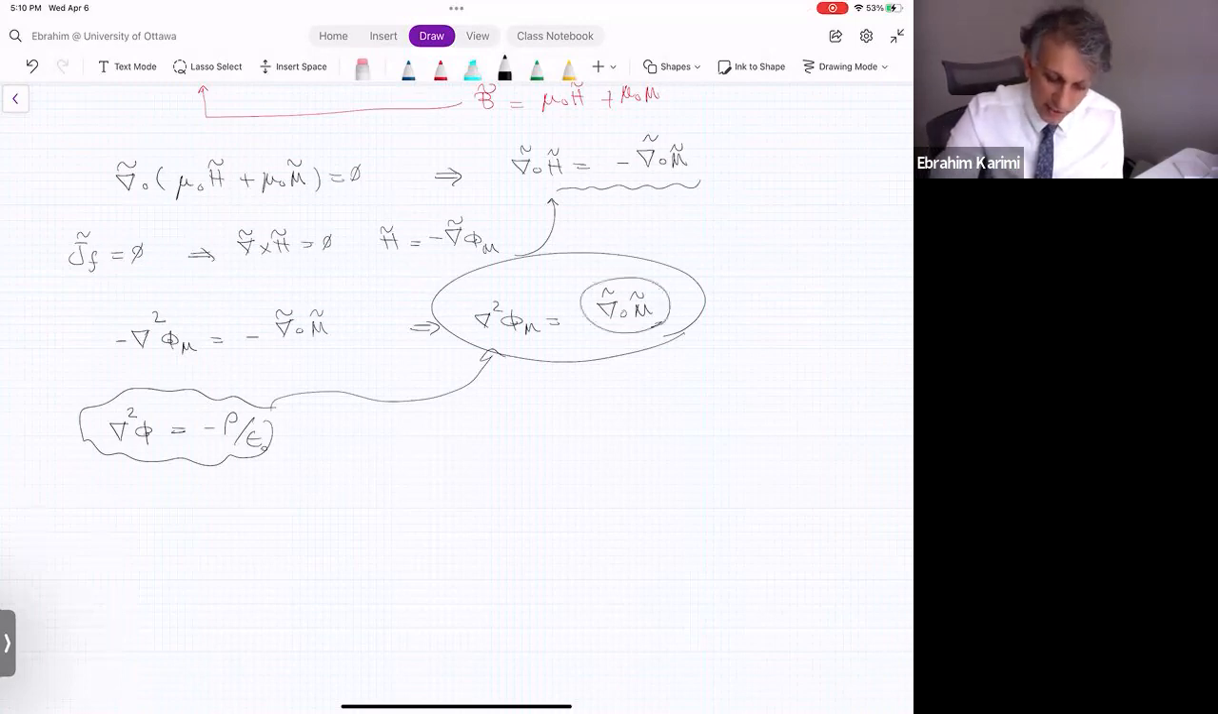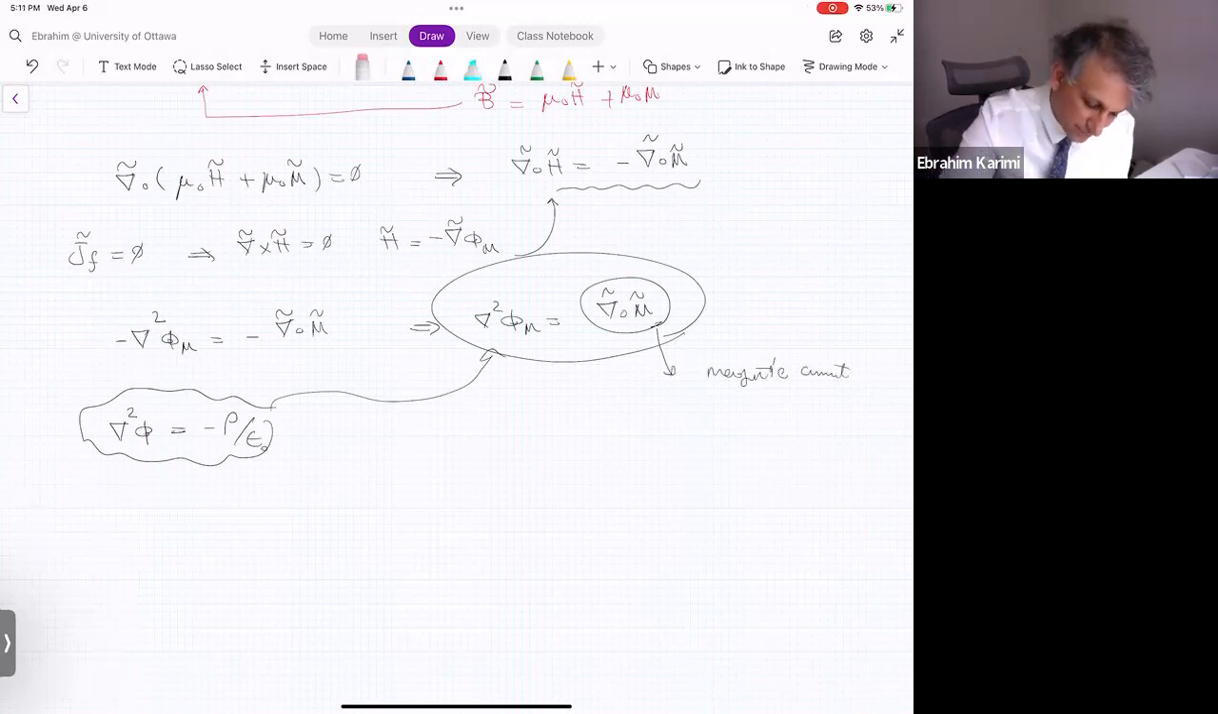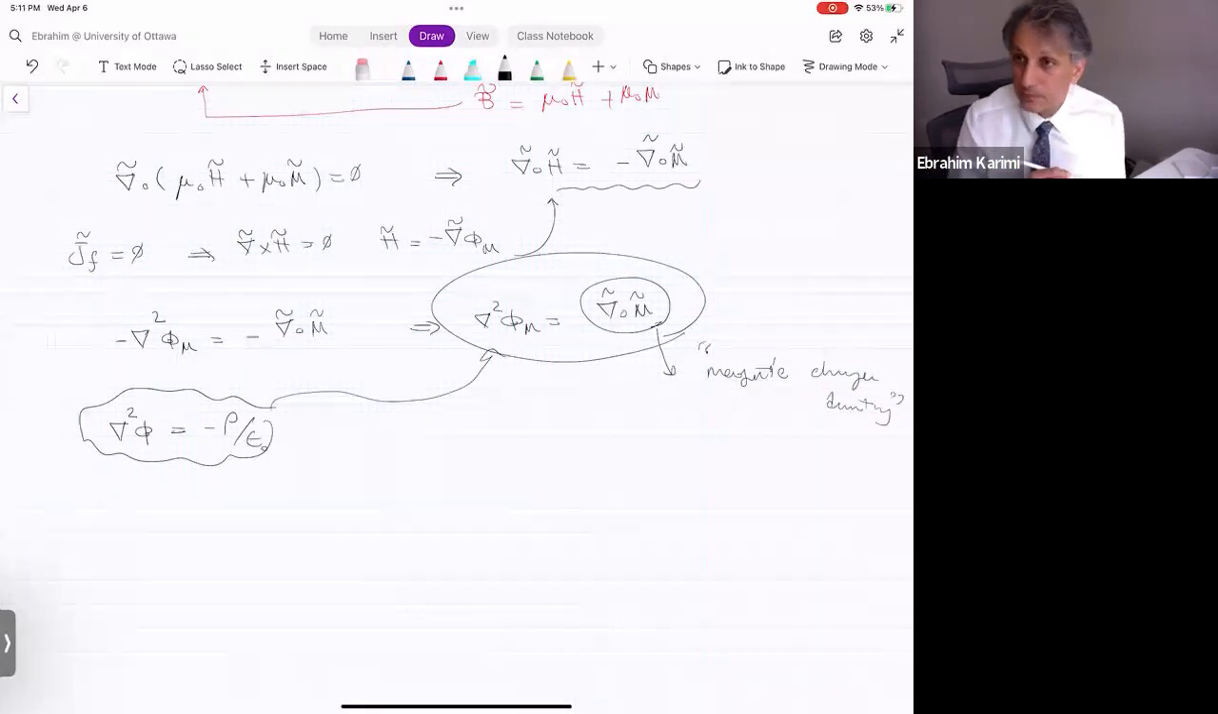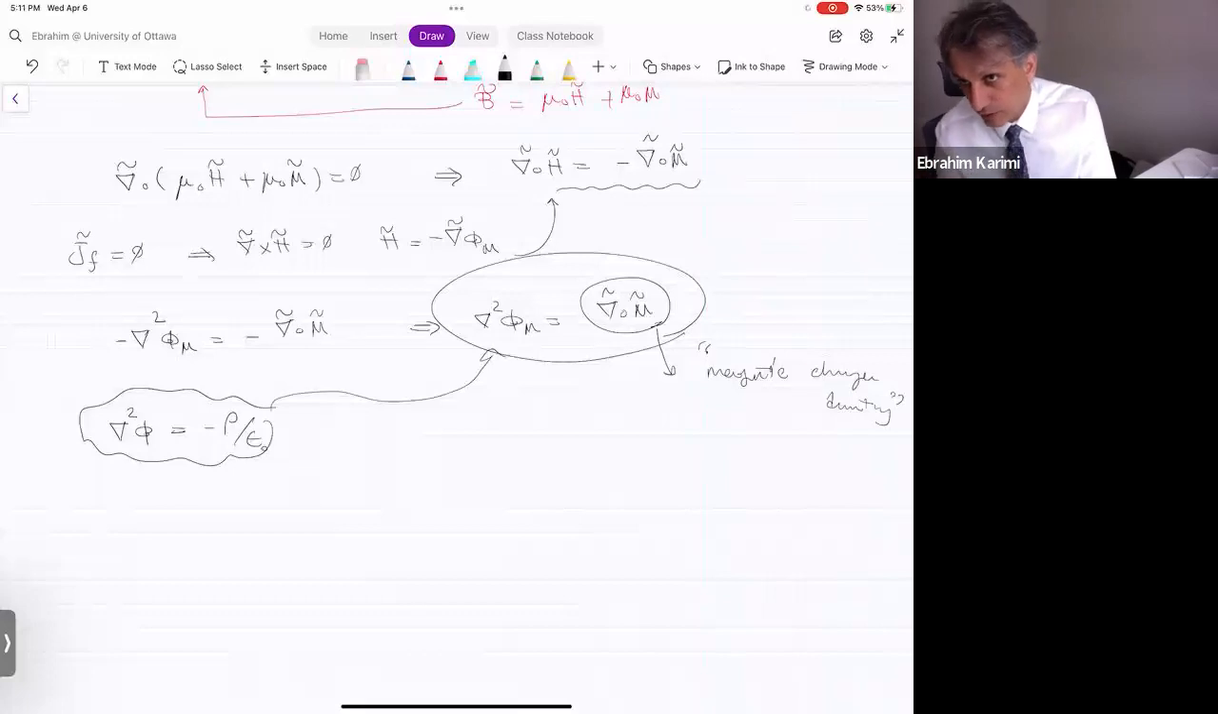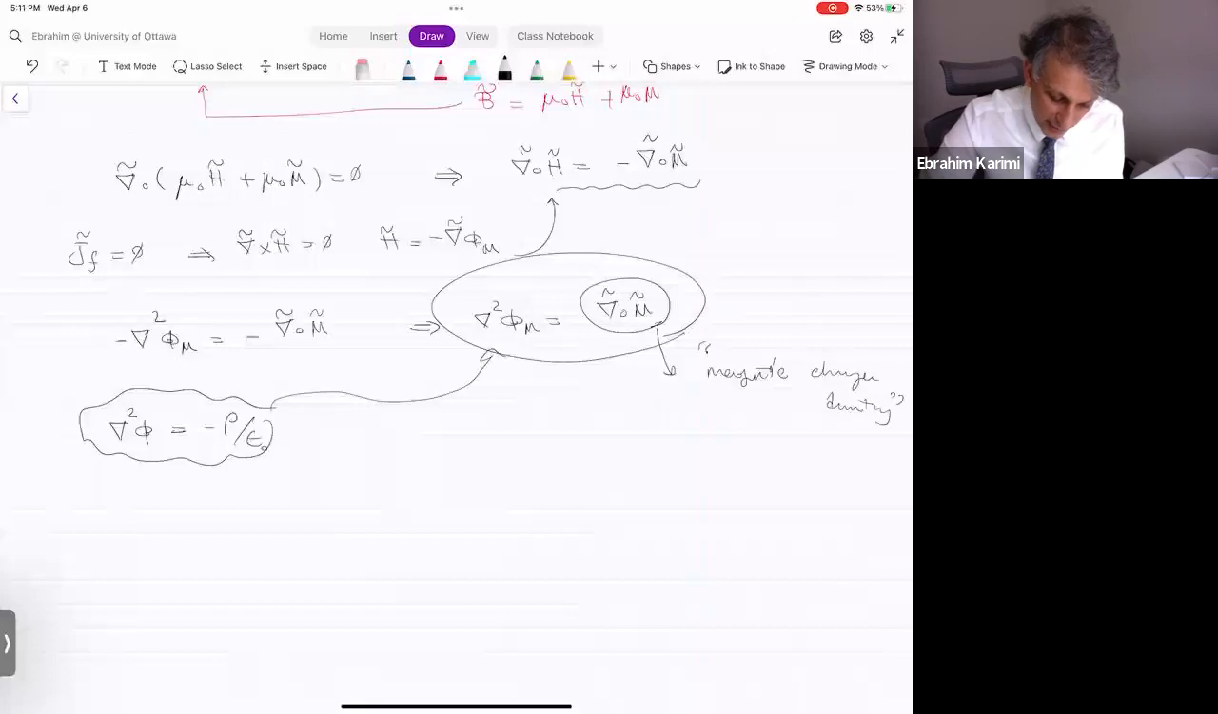So I will define this as magnetic charge density. I have to be very careful. I will put it in quotes because it doesn't exist. We don't have magnetic charges. And I will show it with a negative sign. So I will write it as minus divergence of m, and I will call this rho of m.